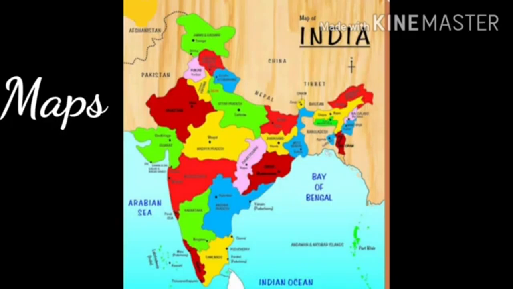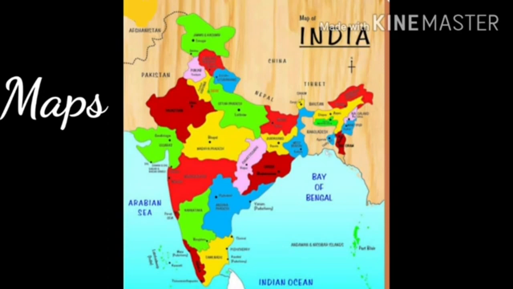Then limitations of a map. Children, a map is two-dimensional, so it cannot show the curved surface of the earth. So errors come in the shapes and sizes of landmasses in maps.